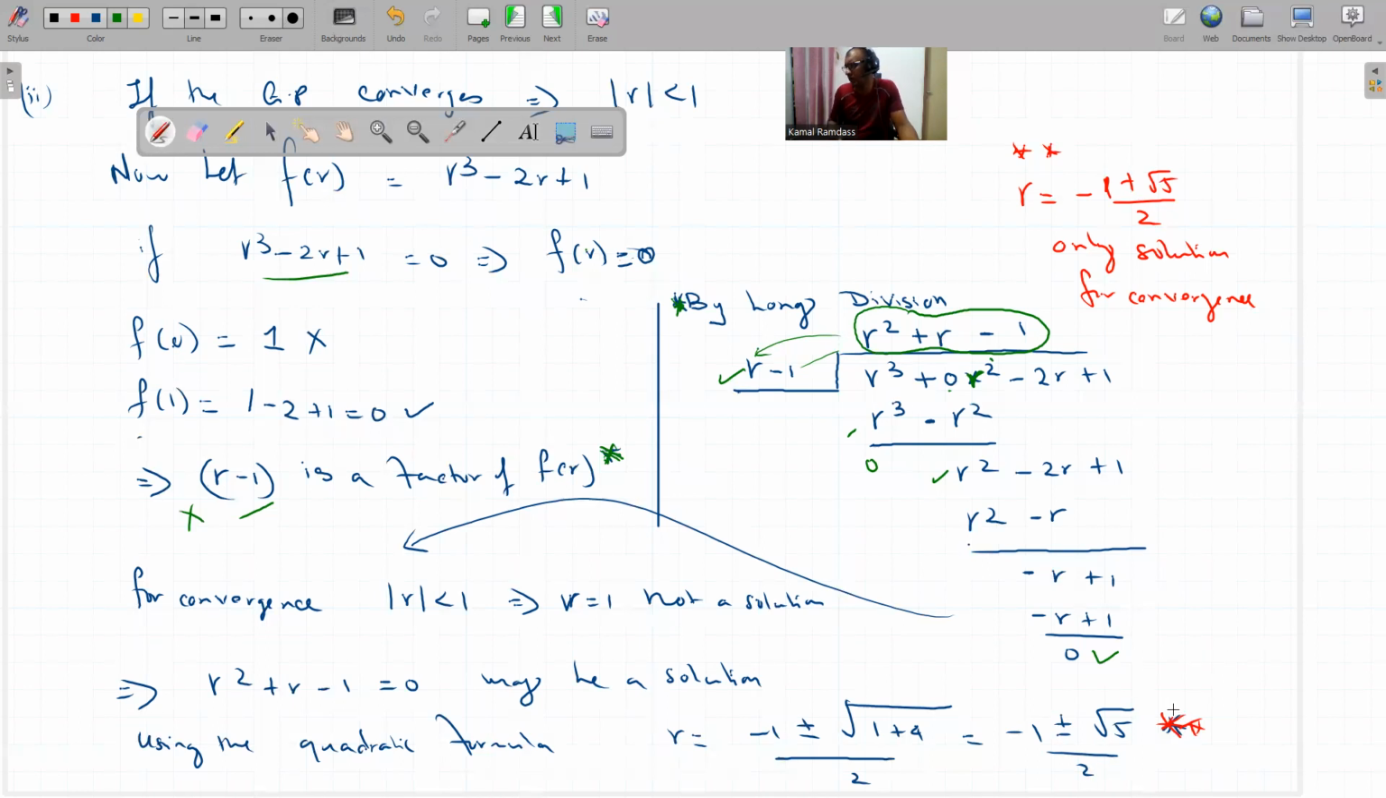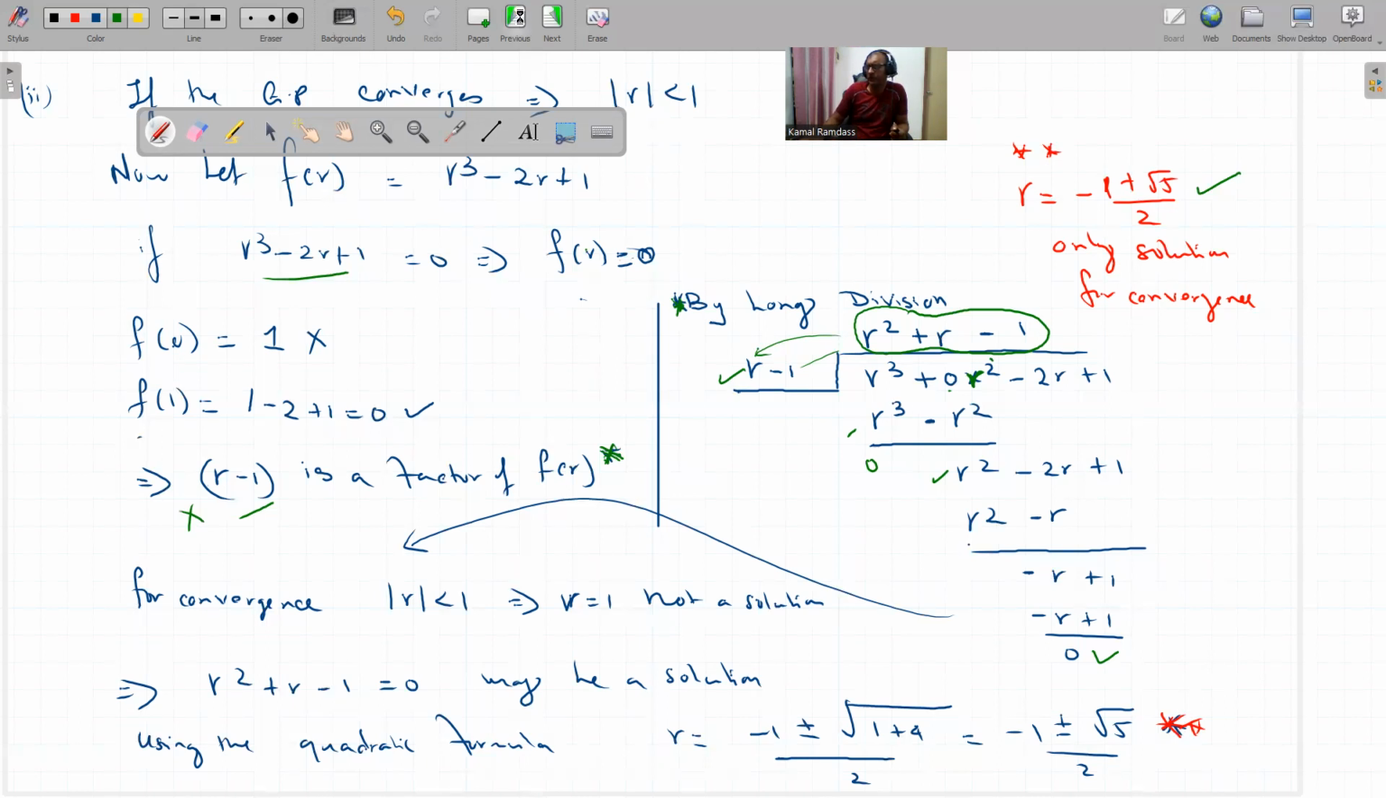Et là, je vais mettre un astérisque là pour me consigner ici en rouge. Et minus 1 minus root de 5 est plus grand que 1. Et moi, je vais moins que 1. The exact value of R for convergence is minus 1 plus root de 5 divided by 2. OK? The only solution for convergence. Et ça, c'est la solution. OK.